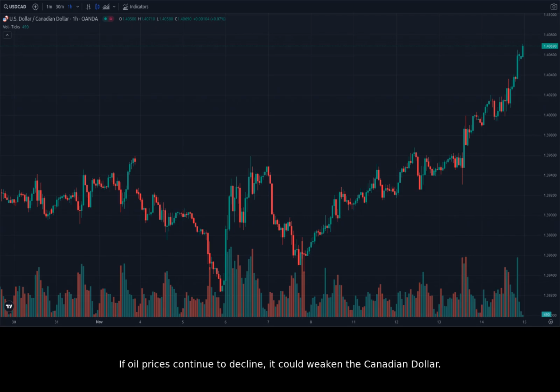If oil prices continue to decline, it could weaken the Canadian dollar. Traders should also keep an eye on developments in Canada's housing market. A further decline in the market could add to the pressure on the Canadian dollar. Overall, USDCAD remains bullish in the medium term. However, traders should exercise caution due to the potential for short-term corrections.